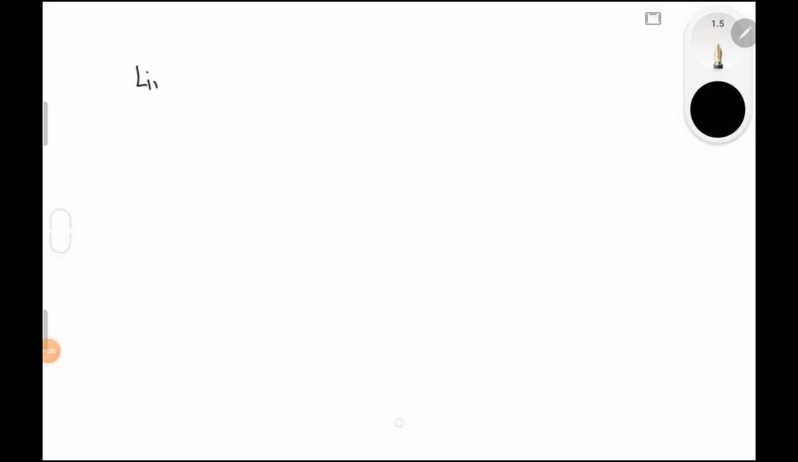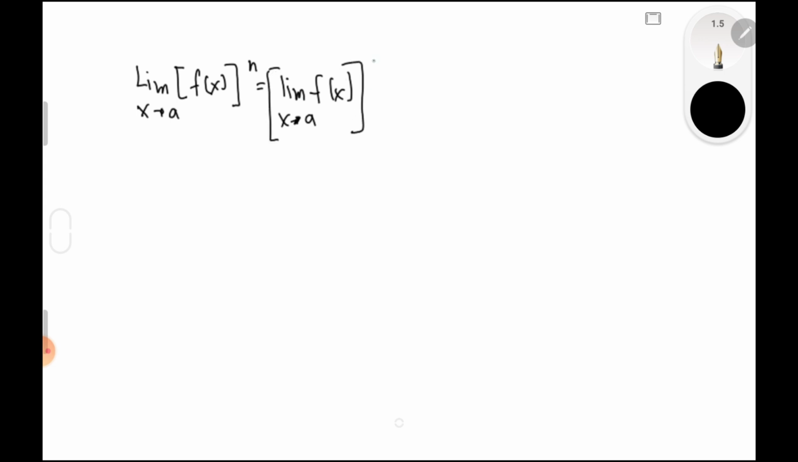For our 8th rule, we have the limit of f of x raised to n as x approaches a. So we have the limit of f of x as x approaches a, close parenthesis, raised to n.